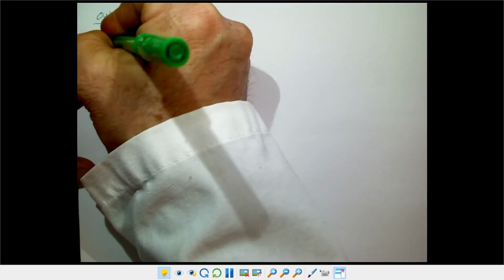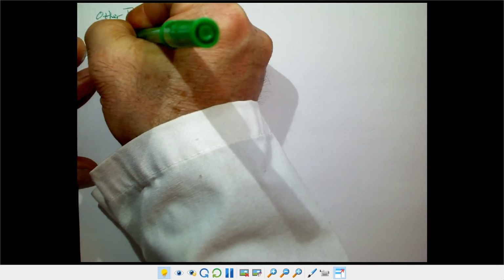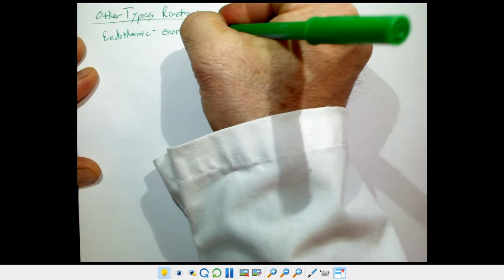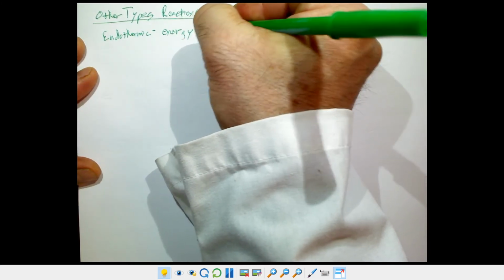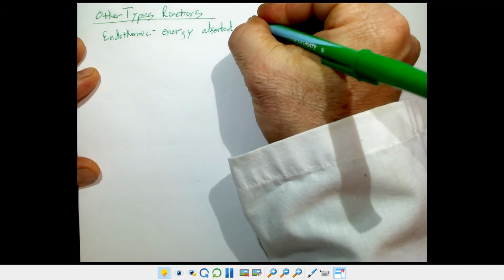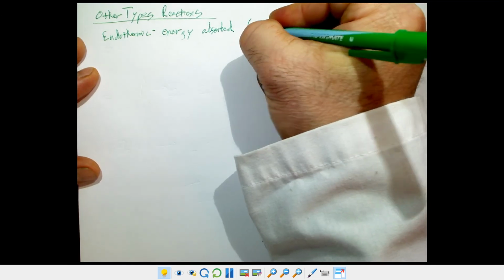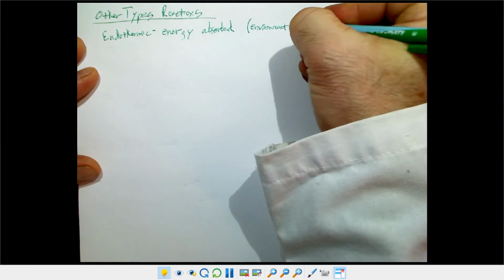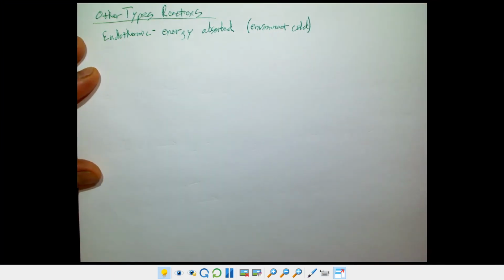And those other types of reactions we can say are endothermic, which means that energy is absorbed to start that reaction. Because energy is being absorbed from the surroundings, what happens is the environment feels cold. Because there's an absence of energy. It's going into the reaction to get it going.